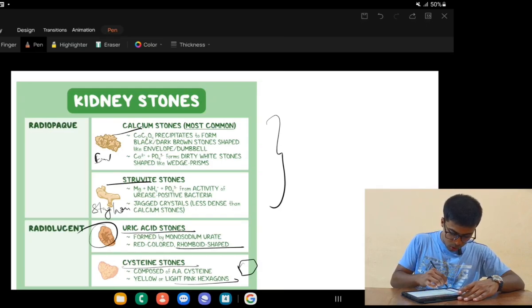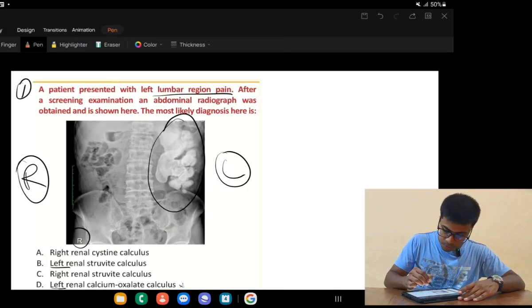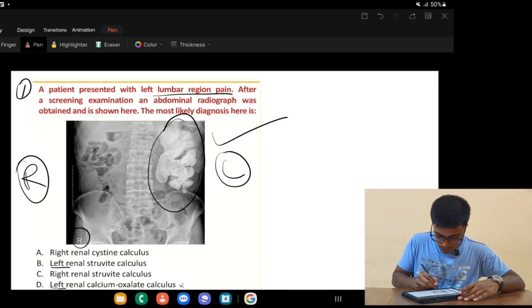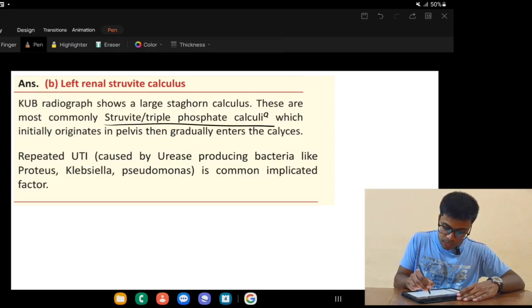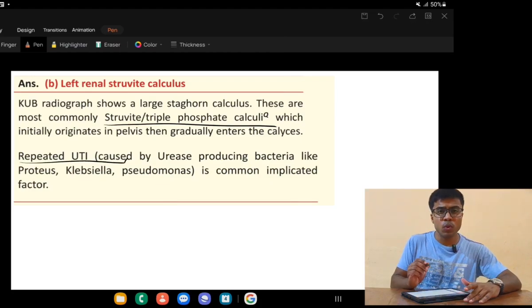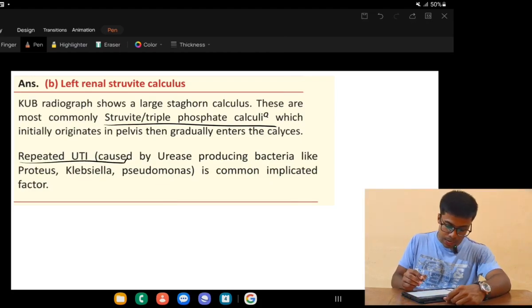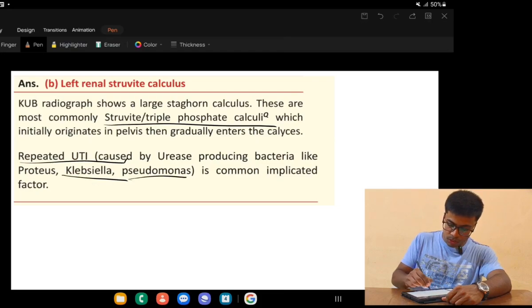So let's come to our question, how it looks like. Probably it looks like a staghorn here, so it's a staghorn calculus. Staghorn means struvite calculus. So left renal struvite calculus is the answer for this question. This is the explanation you can see: triple phosphate calculi. Repeated UTI is caused by urease-producing bacteria like Proteus, Klebsiella, Pseudomonas, a commonly implicated factor. So one question done.